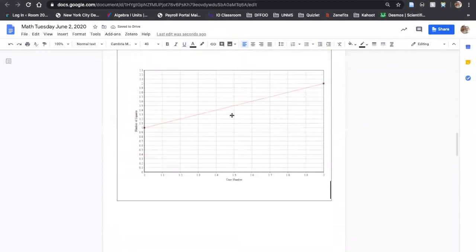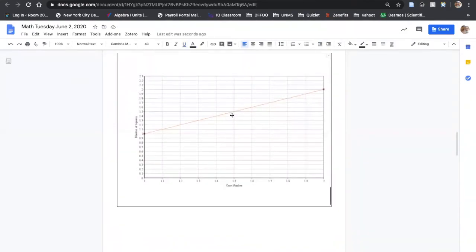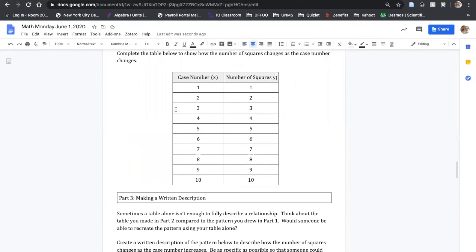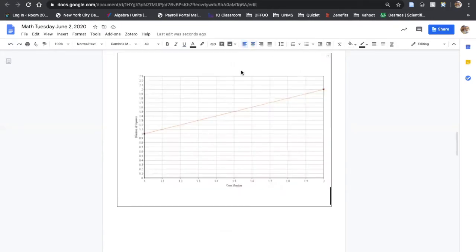And then just to talk about why we make this graph. This is just another way of representing some information. What this could tell me is, if I'm talking about case 1.4, how many squares should we have there? We can use a graph to try to predict some future values, and it's just a different way of looking at the same exact information that you have in your table. This is a way of looking at that information with numbers. This is a way of looking at that information with a graph. Different ways of expressing the same information.